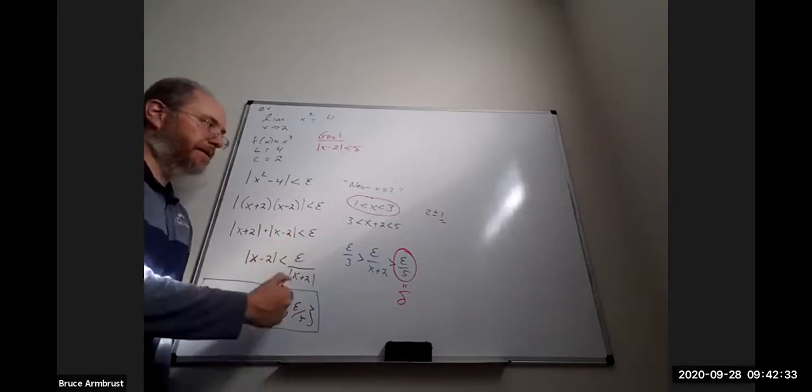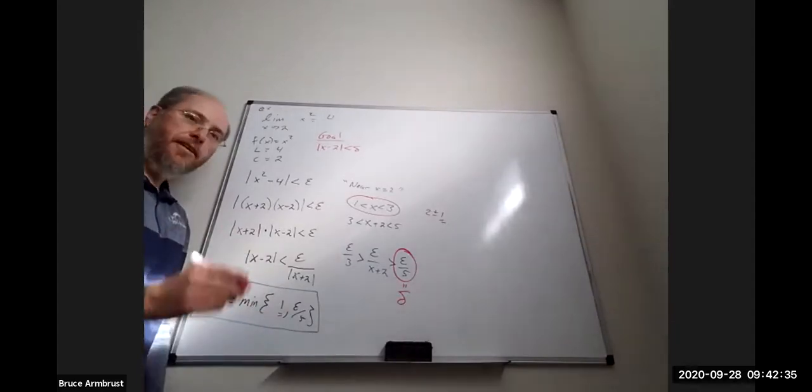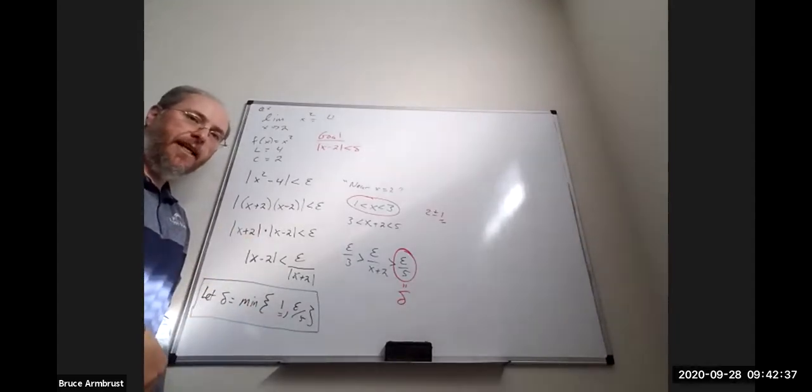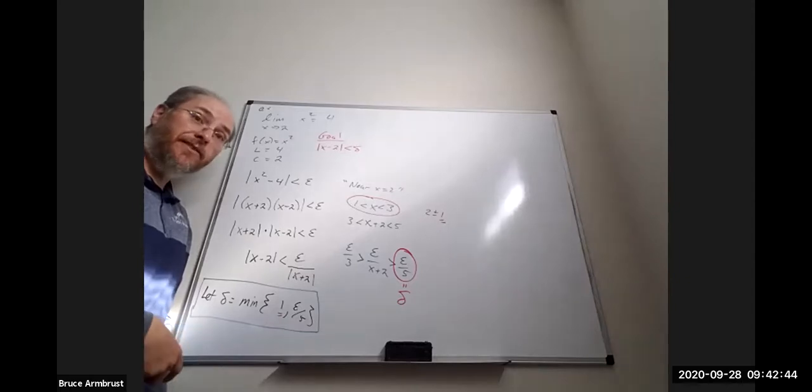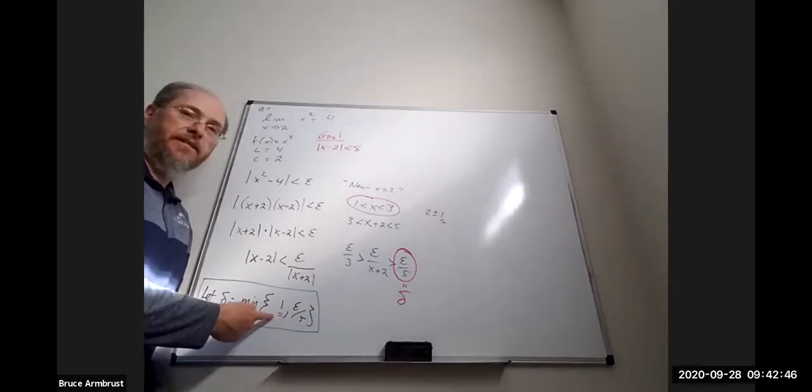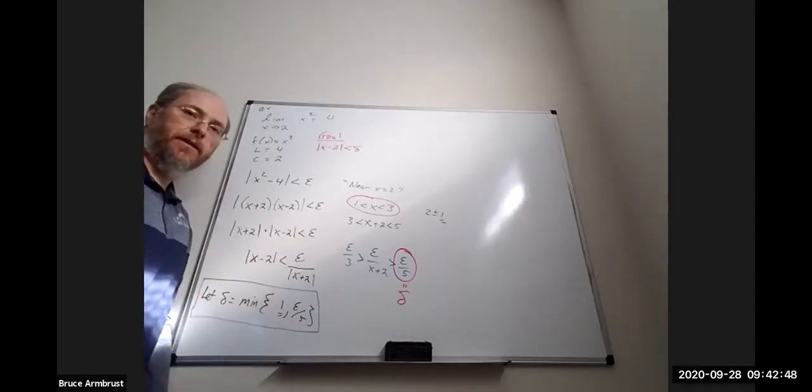All right. But basically, I now have a way of doing this. You give me an epsilon, I will divide it by 5, and that's going to be my delta, unless that's bigger than 1. And then I'll just say, okay, well then let delta equal 1.